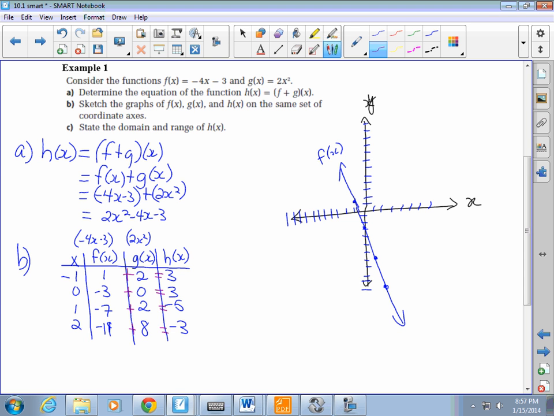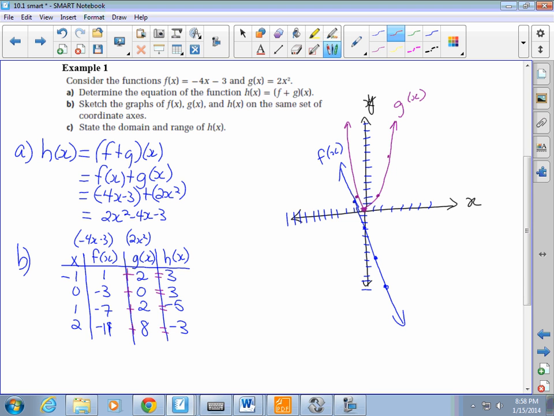G of x then, my value is at -1 and 2. Zero and 0. Sorry, not 1 and -7. 1 and 2. And then it was 2 and 8. So that's going to be way up here. So my graph is a parabola going kind of like that. So that's my g of x.